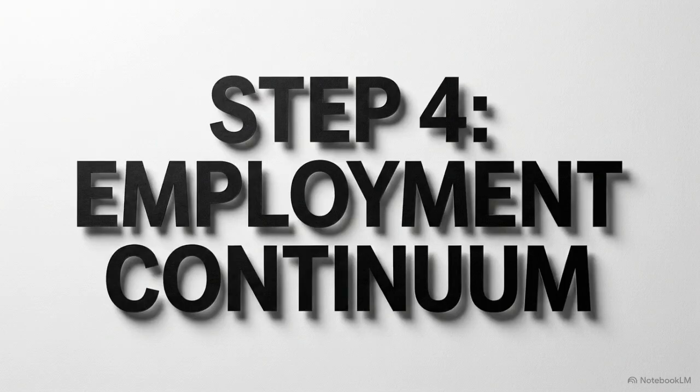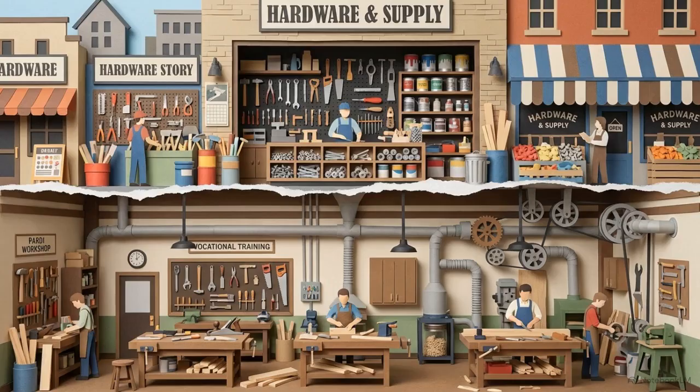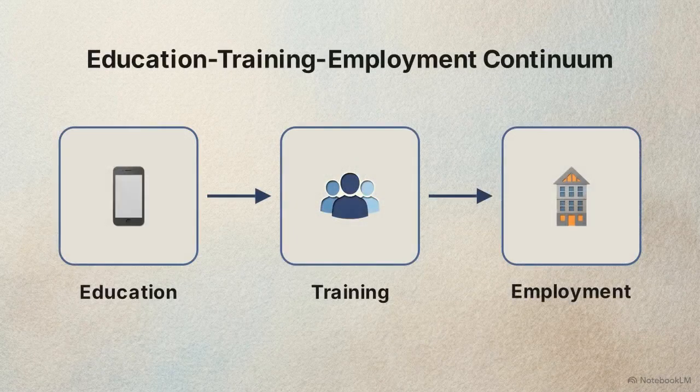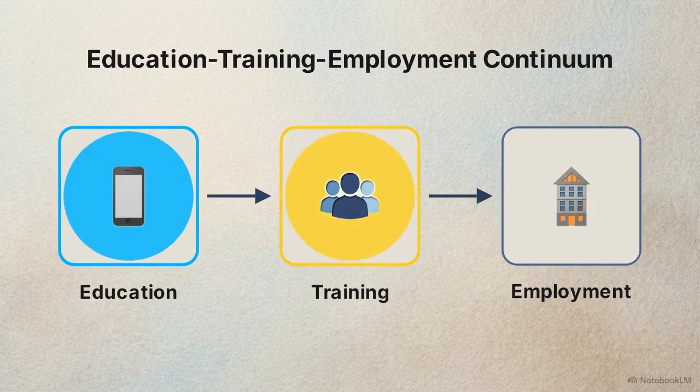Step 4 maps newly acquired language skills to local workforce opportunities. You will need to partner with local businesses and vocational centers. This flowchart displays the education, training, employment continuum, a pathway linking learning to the workforce. Watch how the journey progresses. It begins with basic app usage, moves to a community class, and finally leads to an apprenticeship.